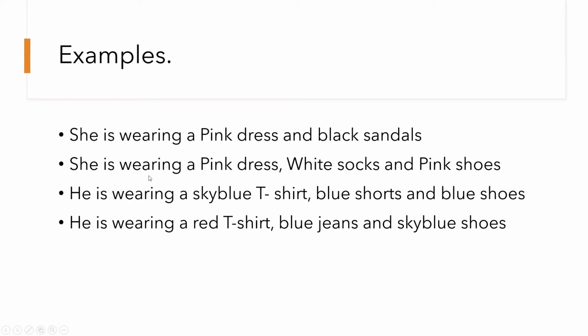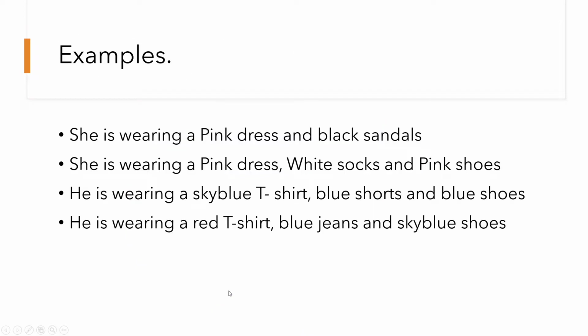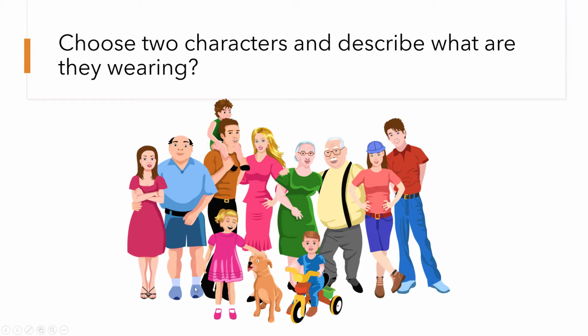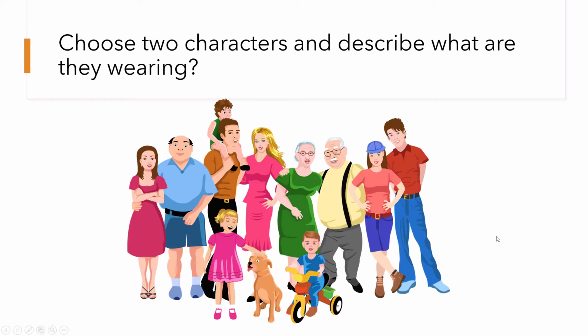Number 2, she is wearing a pink dress, white socks, and pink shoes. The character is this little girl. Number 3, he is wearing a sky blue t-shirt, blue shorts, and blue shoes. The character is this man. And finally, he is wearing a red t-shirt, blue jeans, and sky blue shoes. The character is this boy.